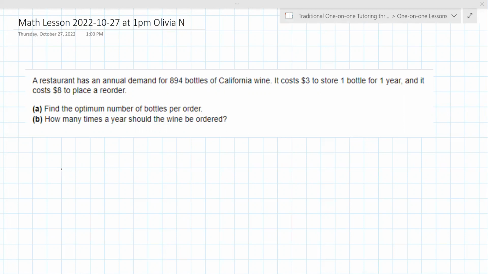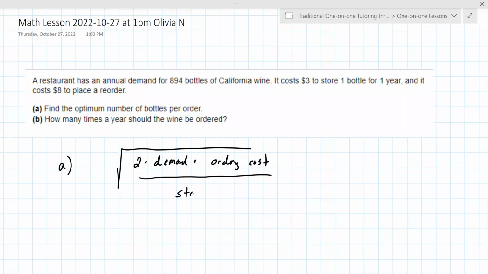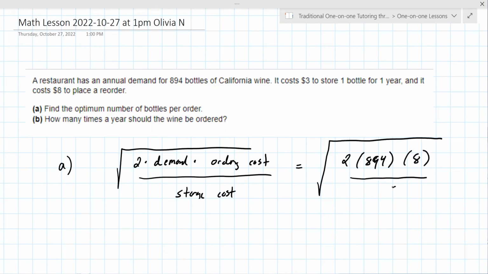Okay, so for part A here, the formula is the square root of 2 times the demand times the ordering cost, all over the storage cost. This is usually taught in a different course, but it nevertheless is here. So we have 894 as our demand. The reorder cost is $8. The storage cost is 3.